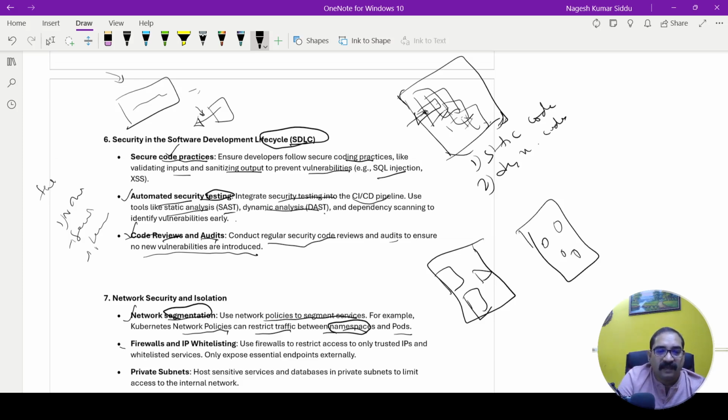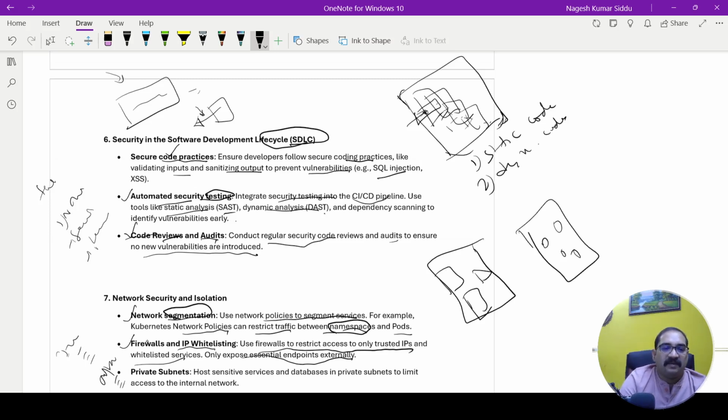We shall use firewalls and IP whitelisting. So use firewalls to restrict access to only trusted IPs and whitelisted services. Only expose essential endpoints externally. This way, in our configuration file, we will say what is inbound and what is outbound, and we will allow only the specified inbound traffic, and only the specified outbound traffic to send and receive data.